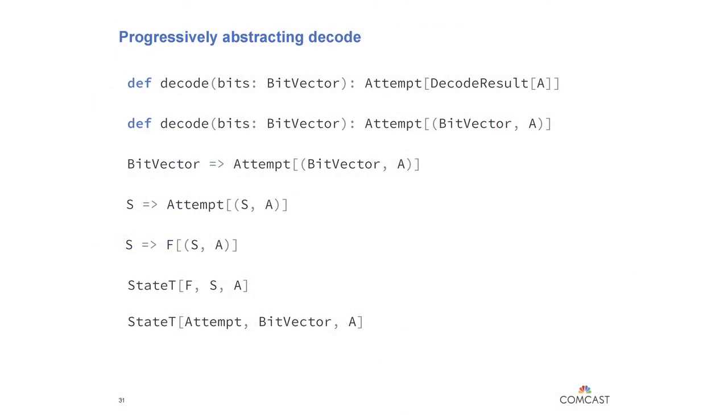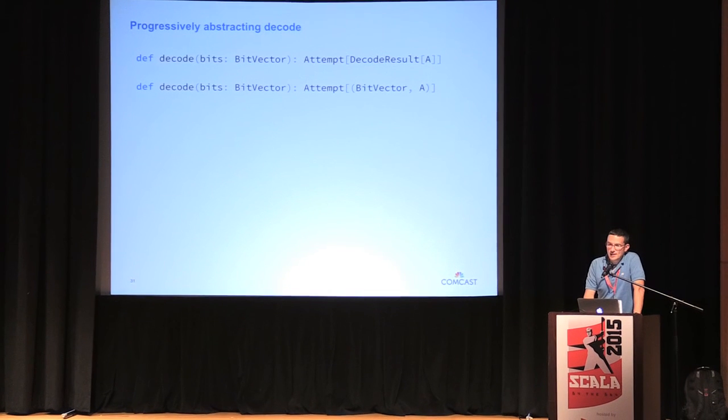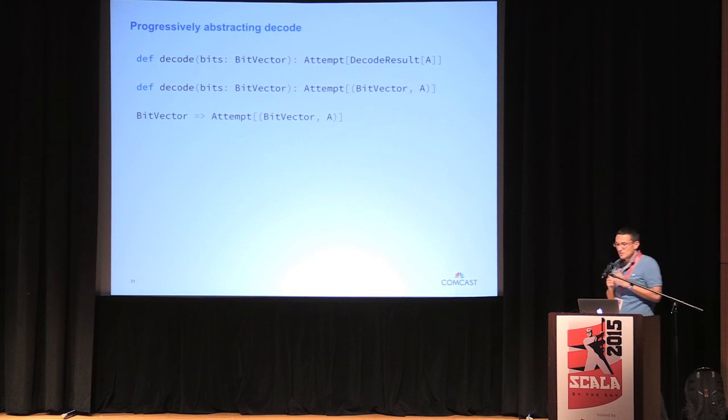And if we look really closely at the type signature of our method, we can perform some progressive bits of abstraction. First, let's inline our definition of our decode result tuple, or case class. So we're going to say a decode result is really just a named tuple. Let's forget about the name for a moment and inline a tuple definition. The next thing I want to do is forget about the name decode. Let's just erase that. We're going to lift this method into a function and look at decode as a function from bit vector to an attempt of bit vector in A.